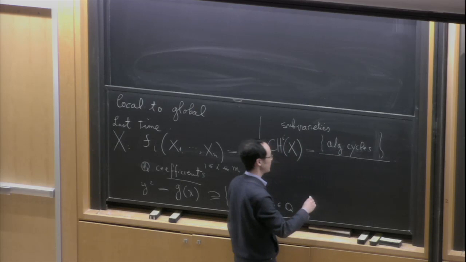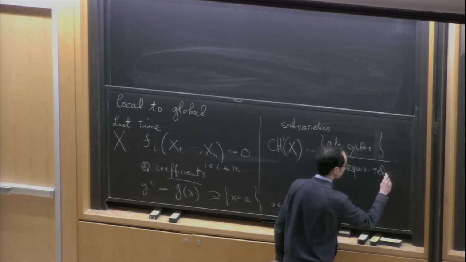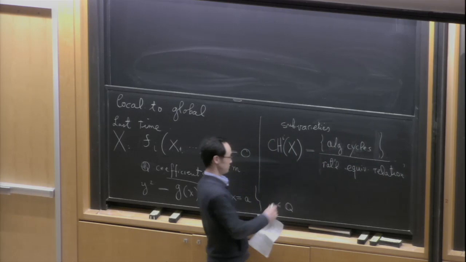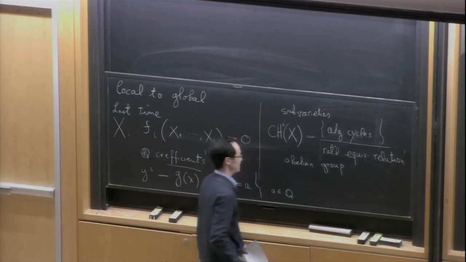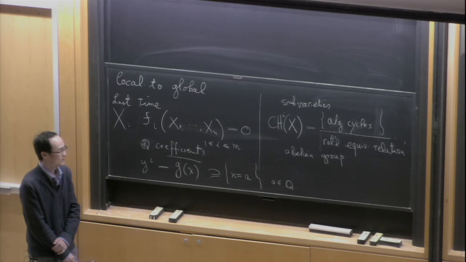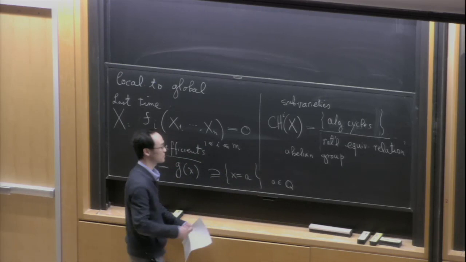So we consider the quotient by the so-called rational equivalence relation. So this is sort of the finest relation you can have in order to have very good functorial properties. So modulo this relationship, you get an abelian group. This is an abelian group. So this will be what we want to consider today. Again, we want to have some kind of local to global phenomenon. So one type of statement we want to consider is what type of local information might lead to, for example, non-triviality for this group, or maybe even some kind of infinite order element.